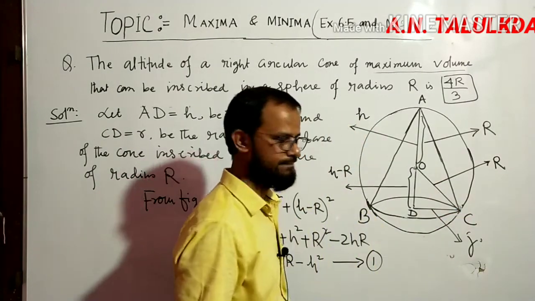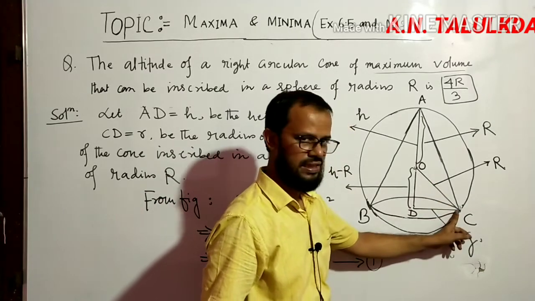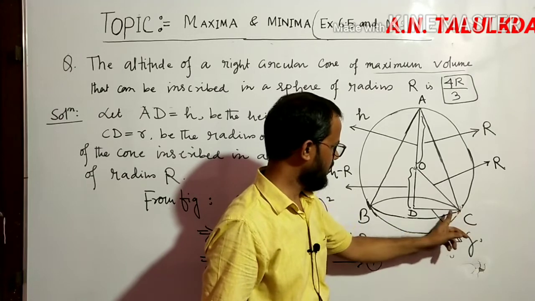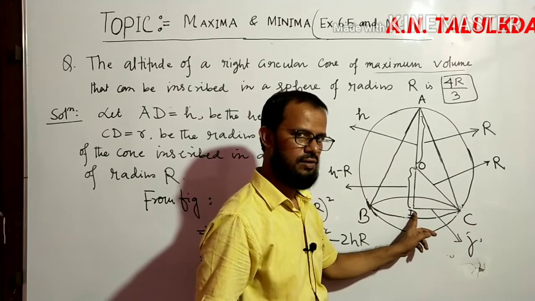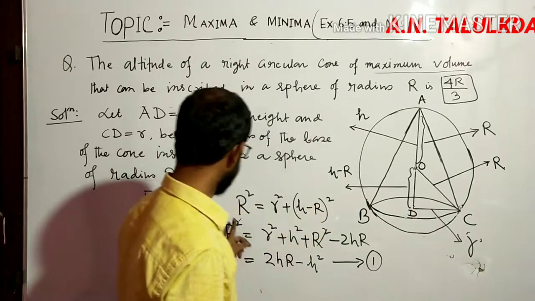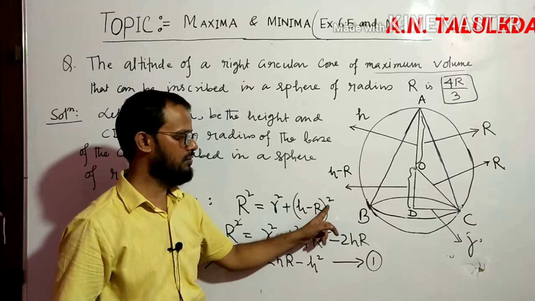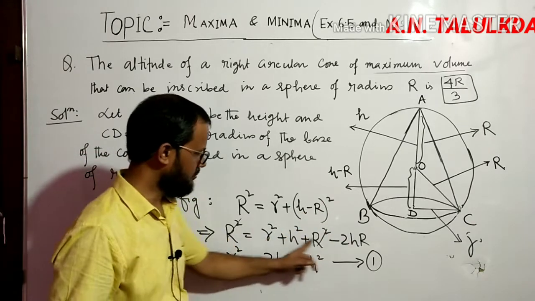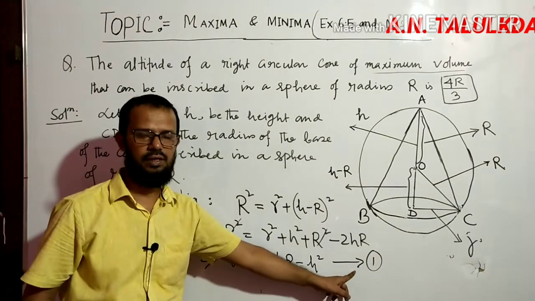We have supposed that. Now from this right angle triangle ODC, what will we get? OC square equals CD square plus OD square, by Pythagoras law. So using this we get R square is equal to small r square plus (H minus R) whole square. And this is the calculation. After calculating, small r square is equal to this. This is relation number 1.